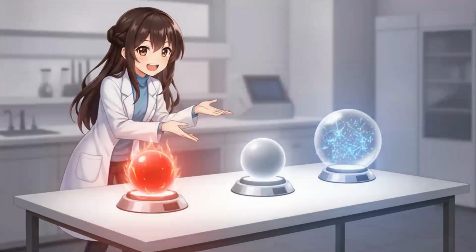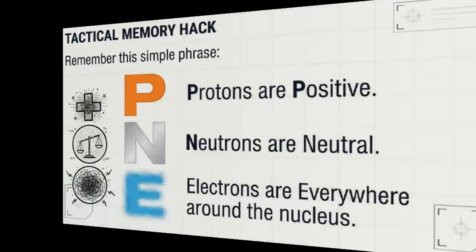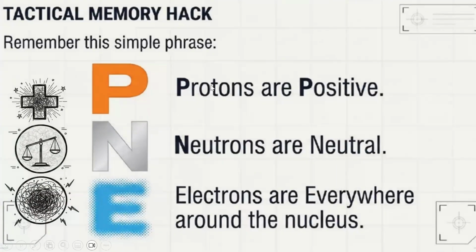Let's make a memory trick. Remember this. Protons are positive. Neutrons are neutral and stabilize the atom. Electrons are everywhere around the nucleus. So proton, positive. Neutron, neutral. Electrons everywhere around the atom.